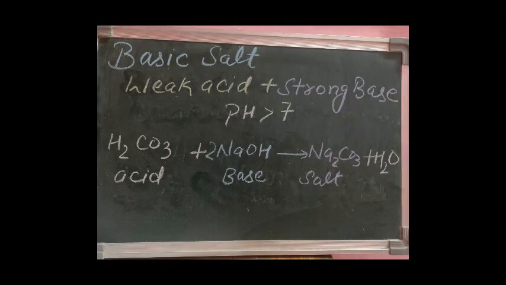Let's take an example of a basic salt, that is sodium carbonate. How is it formed? Sodium carbonate is formed by the acid hydrogen carbonate and the strong base sodium hydroxide. So when they react with each other, the sodium will displace the hydrogen and it will form sodium carbonate, and water will be formed.